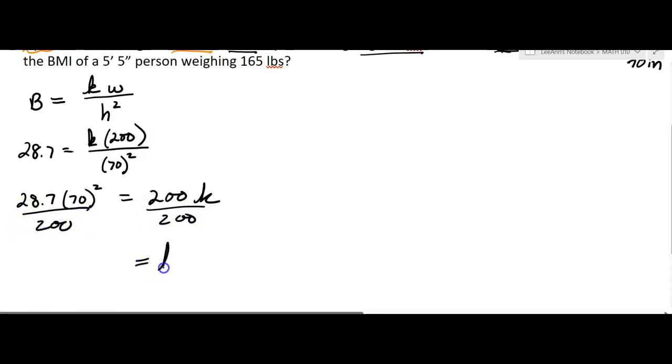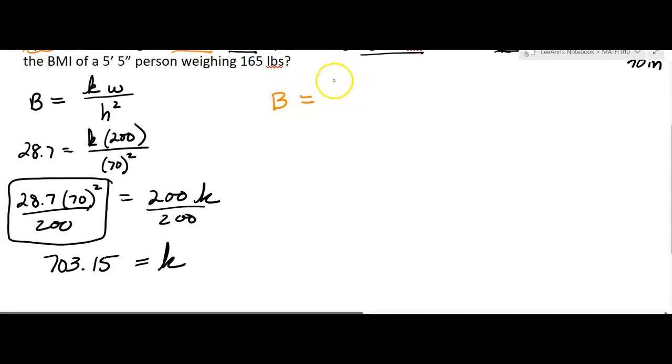And so I'm going to get K equals, now this right here, I can put that in a calculator. So let me grab my calculator. 28.7 times 70 squared. And I'm going to divide that by 200. And I get 703.15. And I'm not going to round off. I'm just going to go ahead and leave that decimal there. Okay, so now I come up here and I know what K is. So if I want to figure out the body mass index, I'm going to take 703.15 times the weight and divide it by the height squared. Remember, that height has to be in inches.